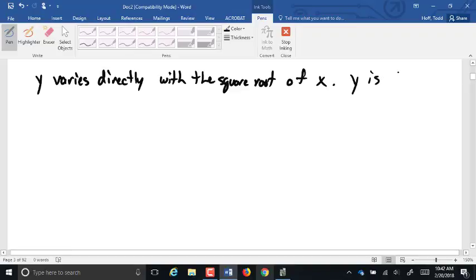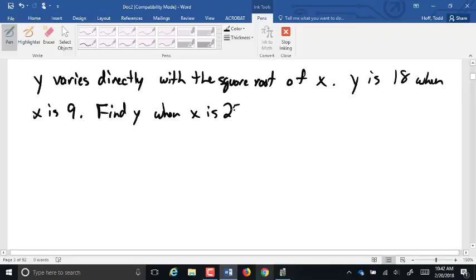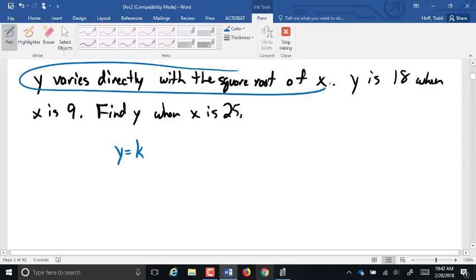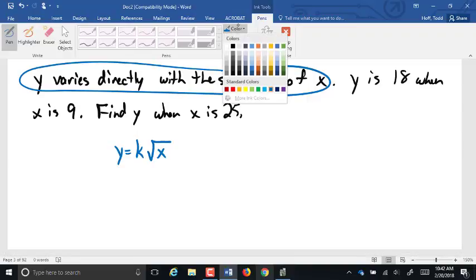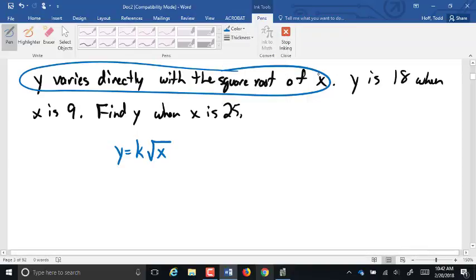Y is 18 when x is 9. Find y when x is 25. So the difference here, y still varies directly, so y equals a constant times, but it's not going to be k times x. It's going to be k times the square root of x. So that's our relationship.